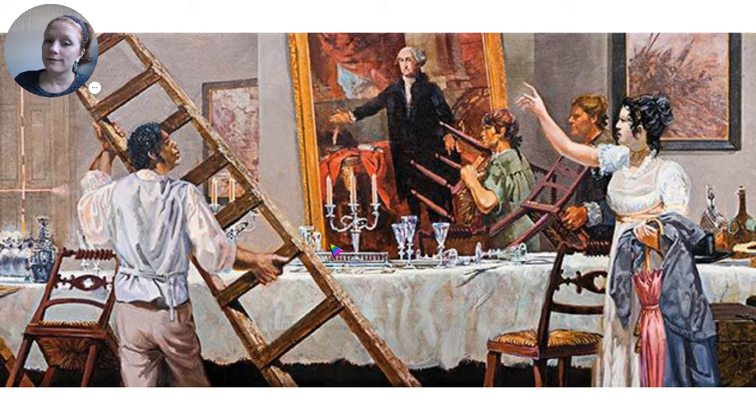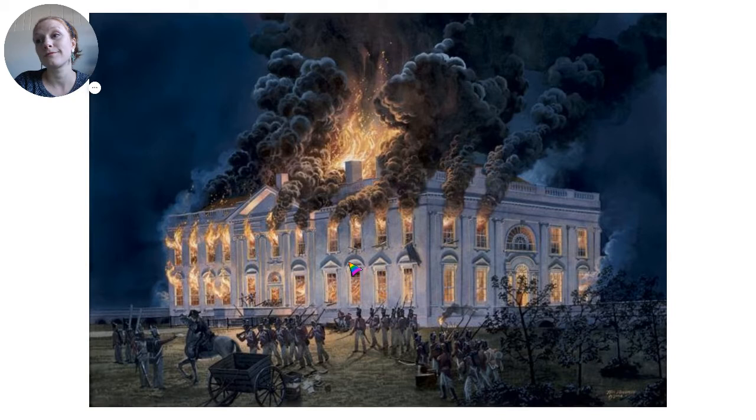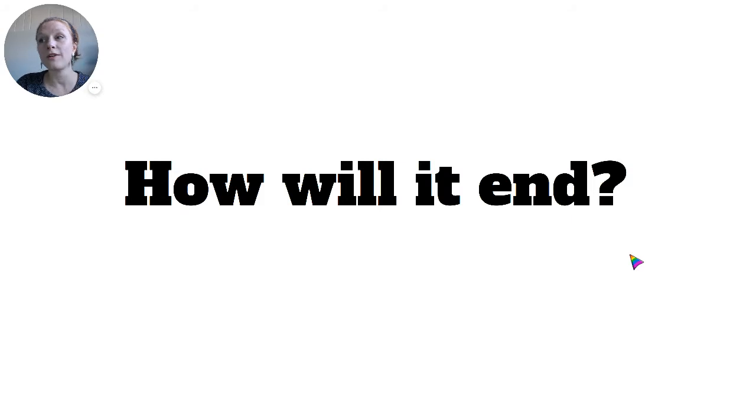When the British arrived, they ate the dinner she had planned to have with her friends. And then they set fire to the president's mansion. The White House burned. So that's a pretty dramatic place to stop, but I'm going to leave you on that cliffhanger and ask you this question. How do you think things are going to turn out? How will it end? Now, we'll get around to that in our next video.